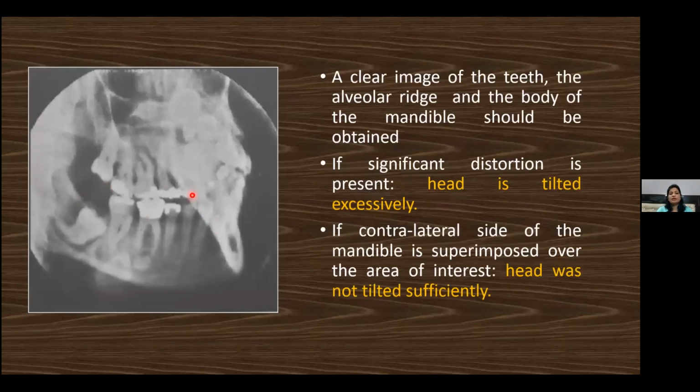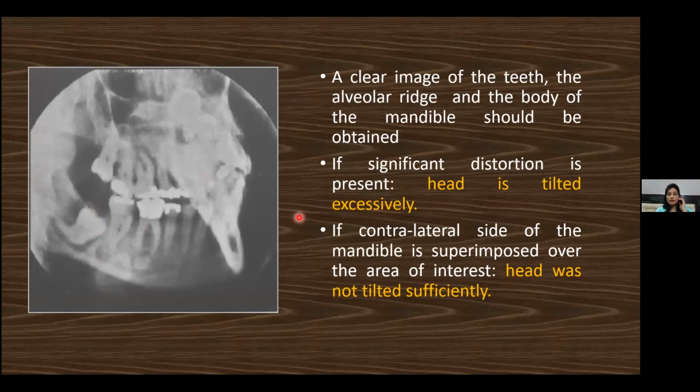I can see whatever pathologies lies here. For example, here I can see condensing osteitis. I can see impacted molar with dilacerated roots, right? So all osteosclerosis here, right? So these are the things. Clear image of teeth, body, mandible should be obtained.